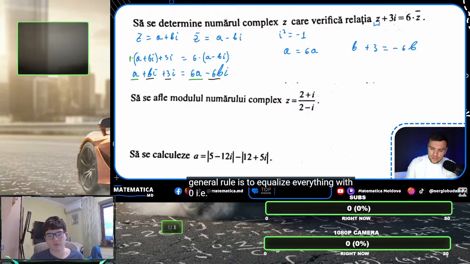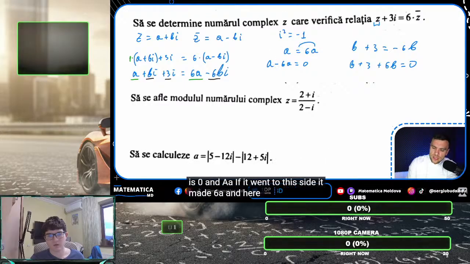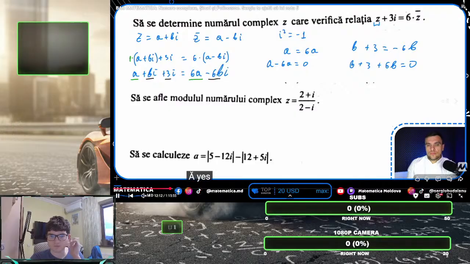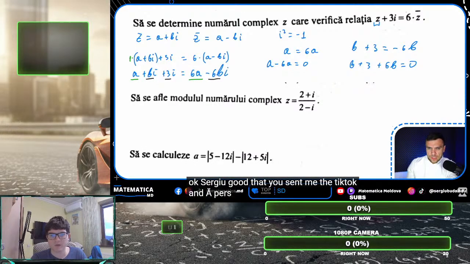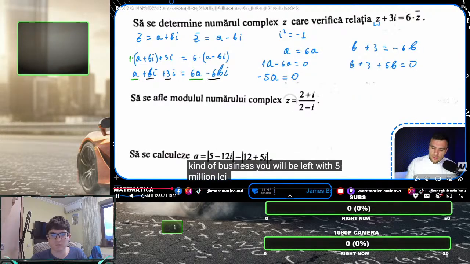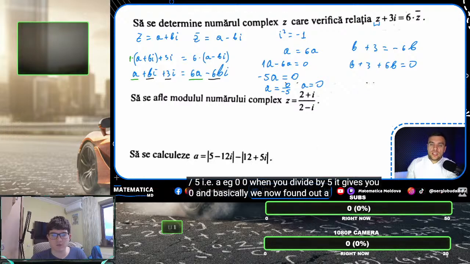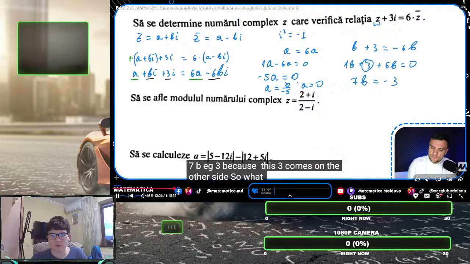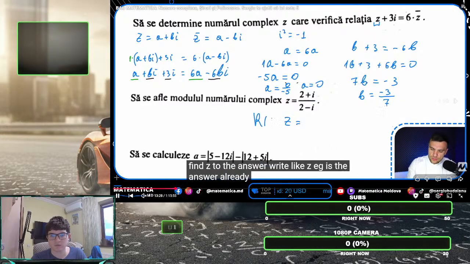I don't really know what we can do here, but we just do it like that. So we equal it to 0. So we'll have it minus 5a is equal to 0, and there 7b plus 3 is equal to 0. So a essentially is going to be 0, and b from there is going to be minus 3 divided by 7. Okay, so we got that.